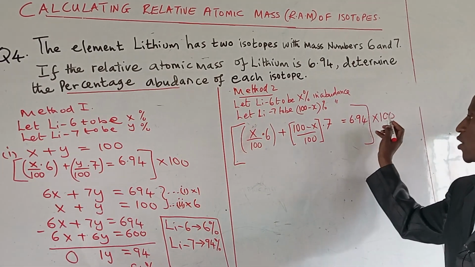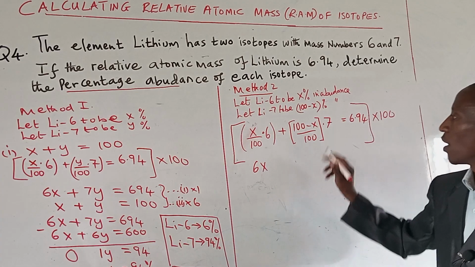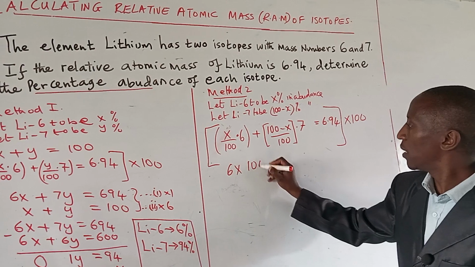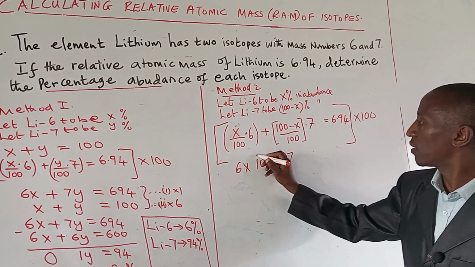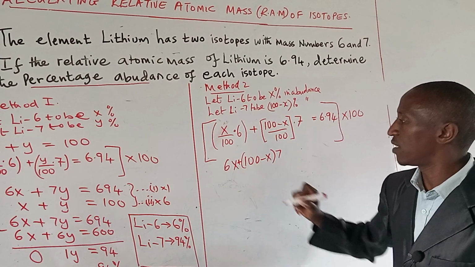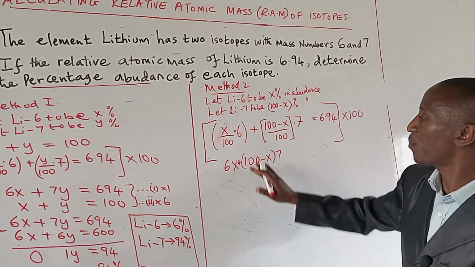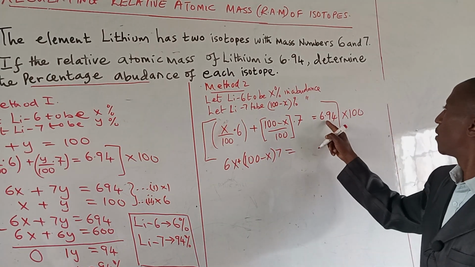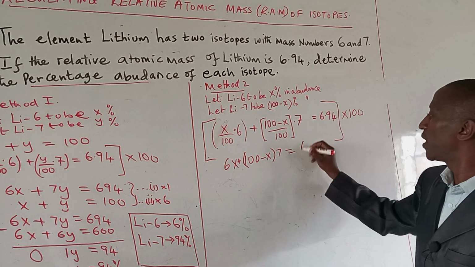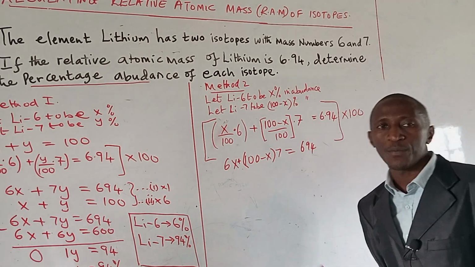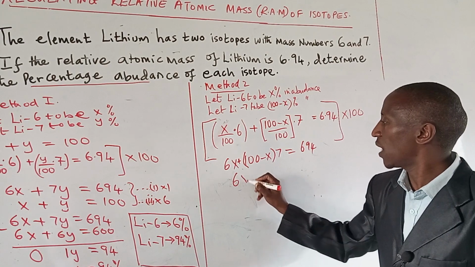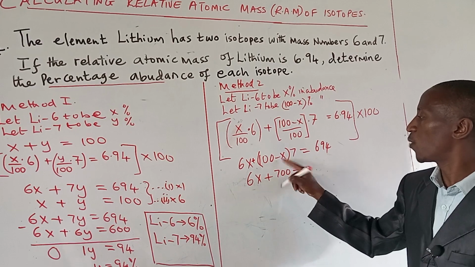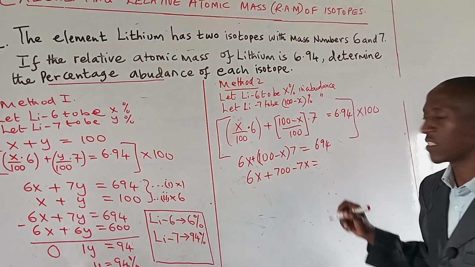When this 100 multiplies this one, we get 6x. This 100 and this one cancel out. We are left with 100 minus x into 7. We are adding this addition sign at that point. Then that comes to be this 6.94 multiplied by 100, 694. So we open up the brackets, then what do we get? We get 6x plus 700 minus 7 into x is negative 7x, and that gives us 694.